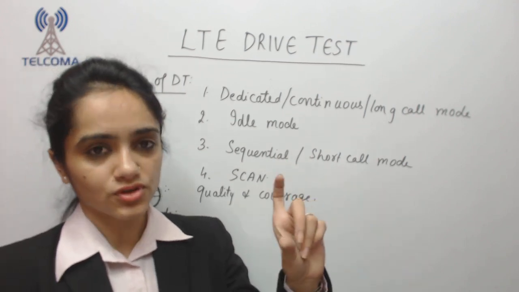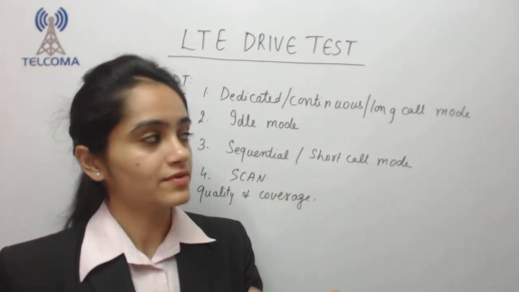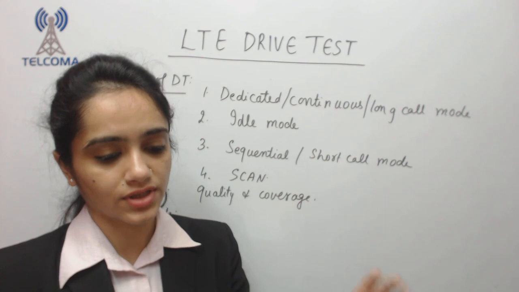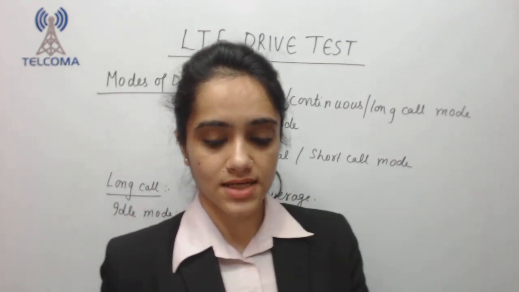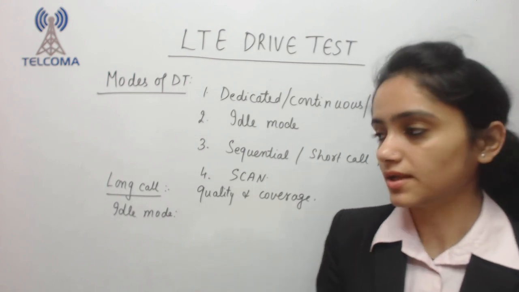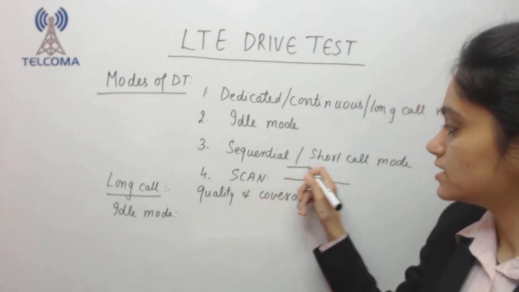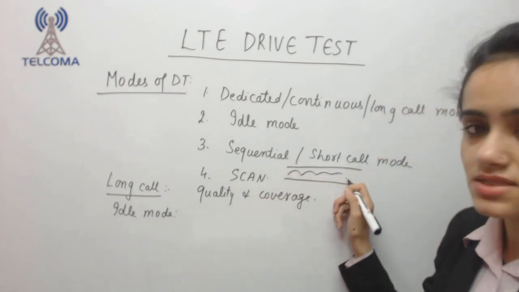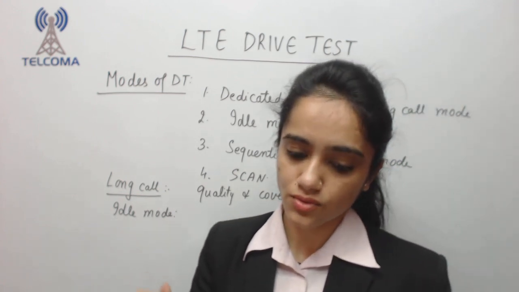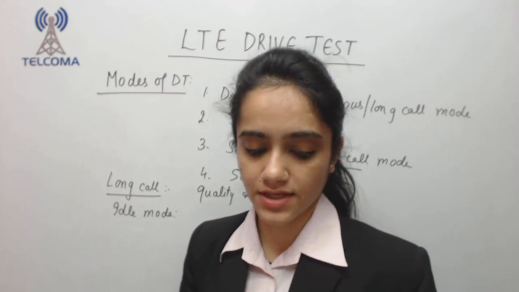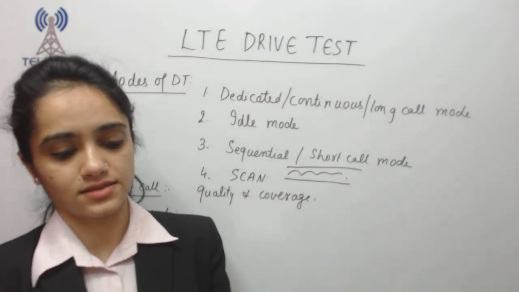Short call is for a short duration, in which we check for a short period of time. Then scan mode: in scan mode, it scans all the selected frequencies on a route. That means if I am on a route, it checks all the frequencies that are available on the route and finds the best frequency to use in a cell, and checks interference like co-channel and adjacent channel.